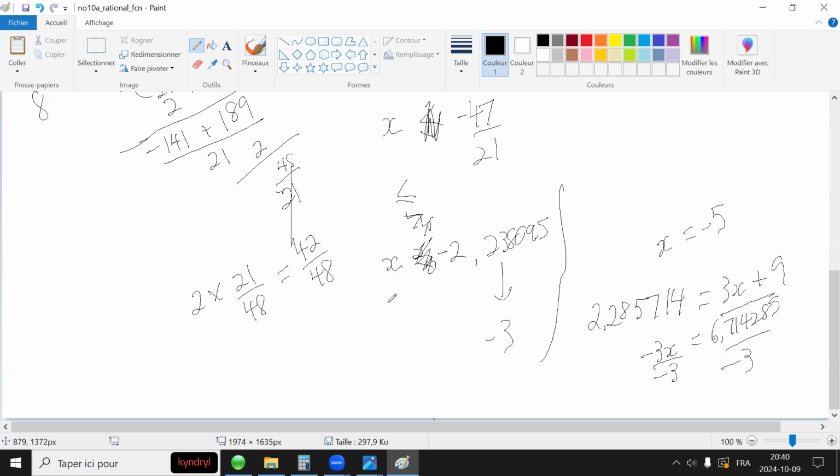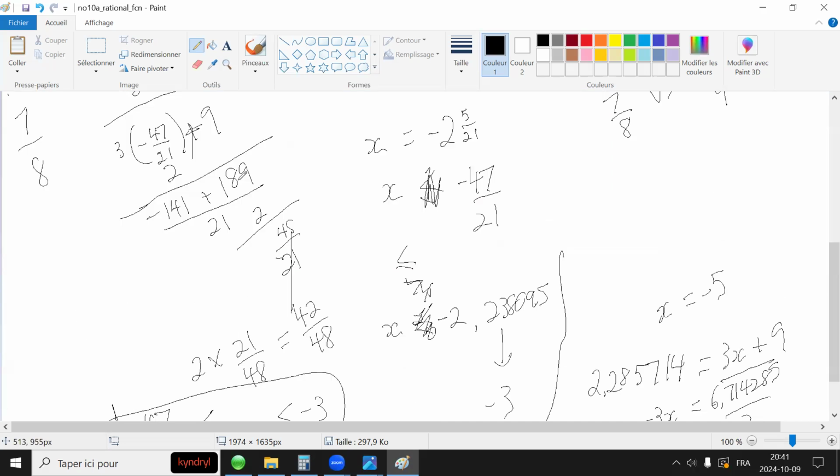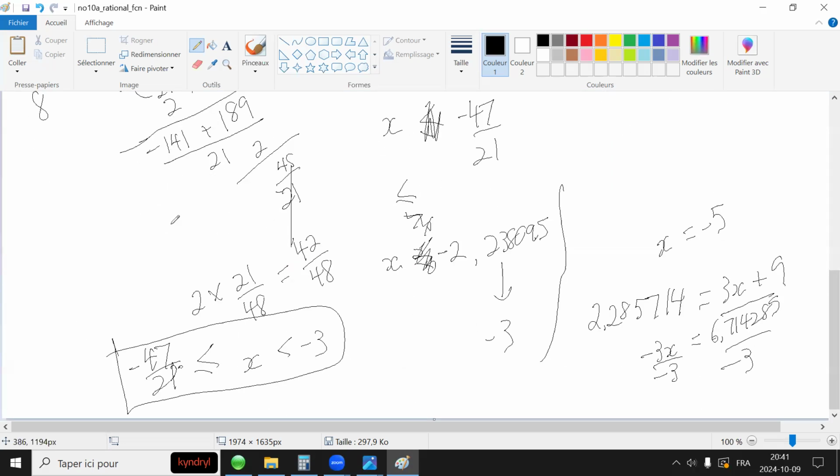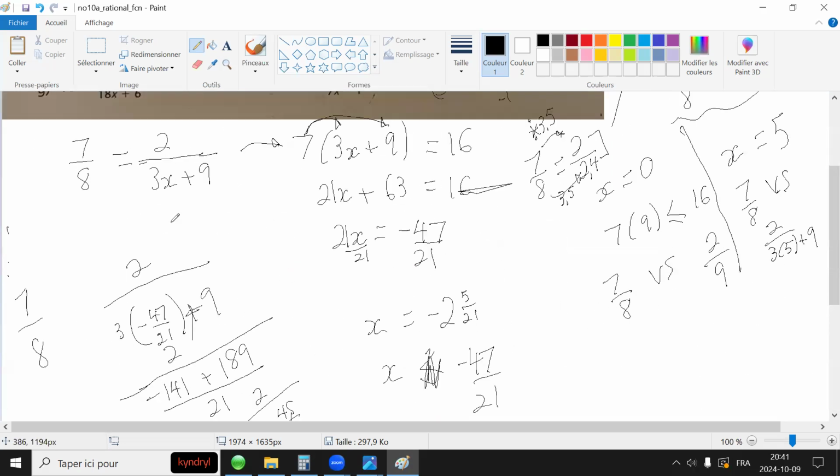So the final answer would be x. It doesn't touch minus 3, but it has to be superior or equal to minus 4721. Okay, final answer. Claudia, please tell me if it's actually the final answer. I would love to see that, to see if, beside my difficulties, I ended up with a good answer. If I didn't, well, I'm going to see.